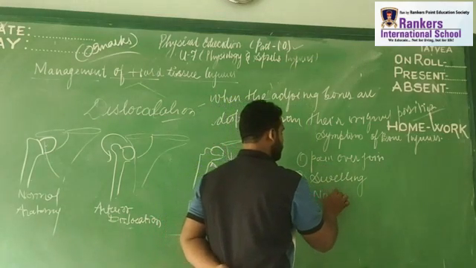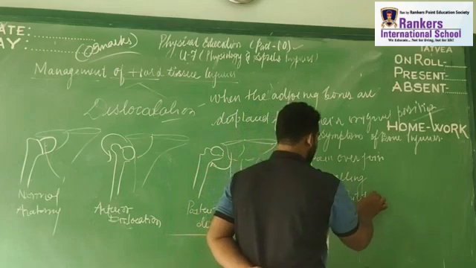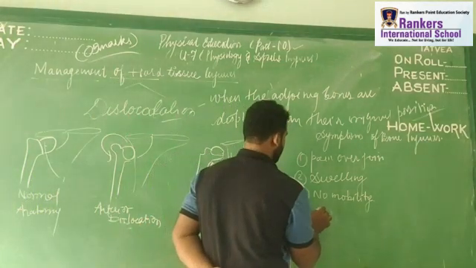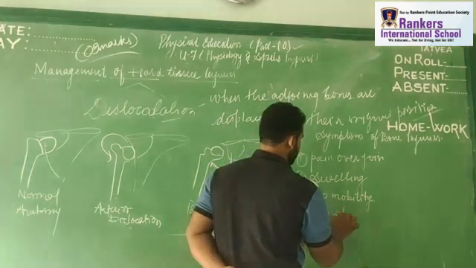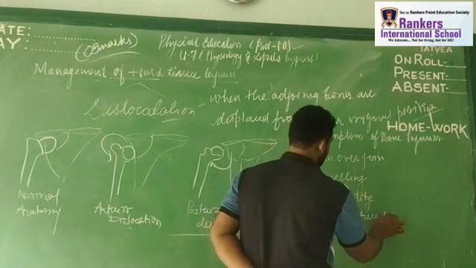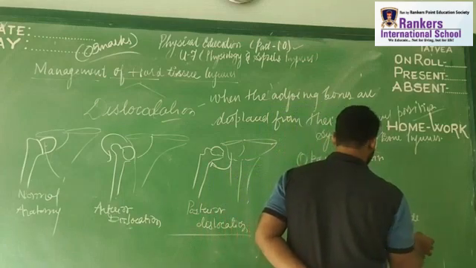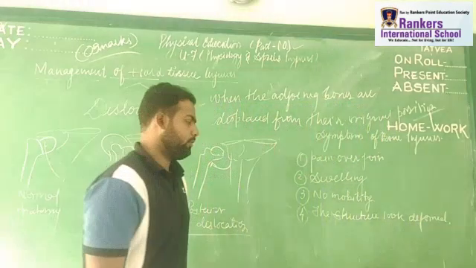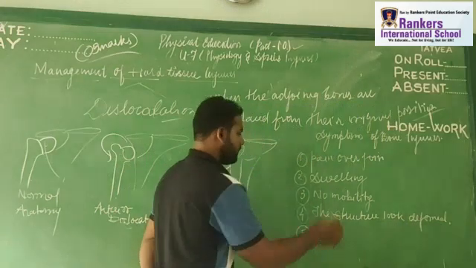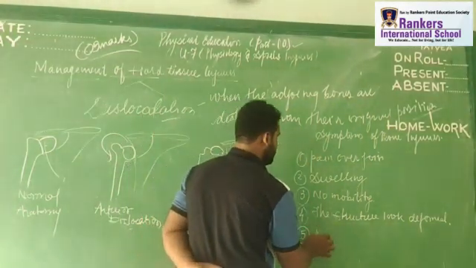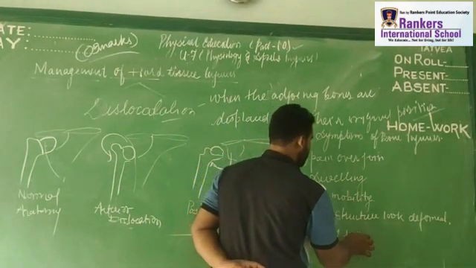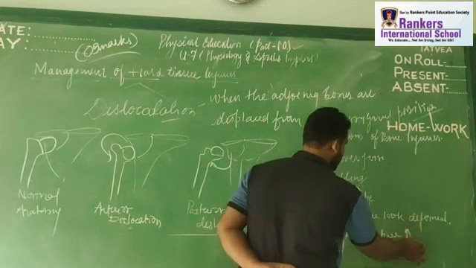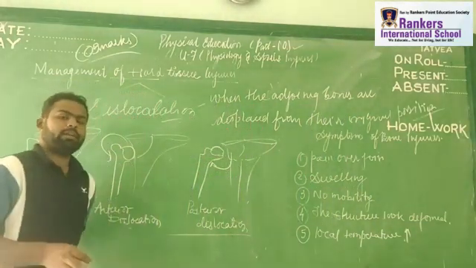No mobility. The structure will look deformed. The bone structure will look deformed. The fifth symptom is a rise in local temperature. If all these things happen, you should be clear in your mind that it is a bone injury.